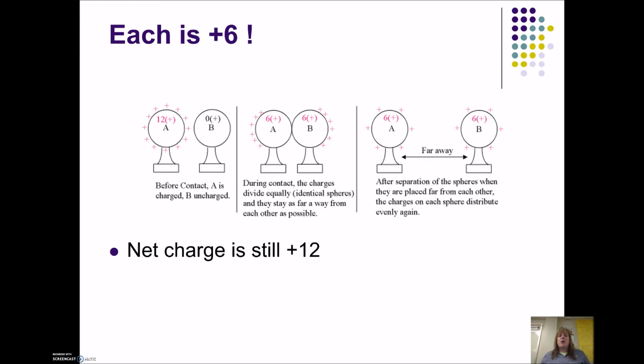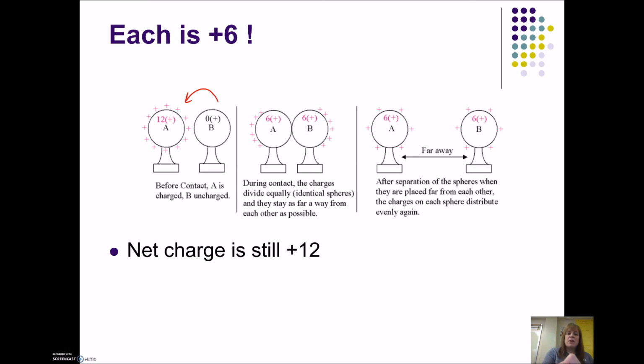So I touch my 12 to my neutral sphere. The electrons move from this sphere over to here until they both have the same identical charge, and then I separate them and that charge is stuck. Now my net charge is still 12, but each sphere has 6. So what I'd usually do, depending upon how many touches there are and how many objects there are, is take the net charge and divide by the total number of objects, and that'll tell you how much charge there is on each.